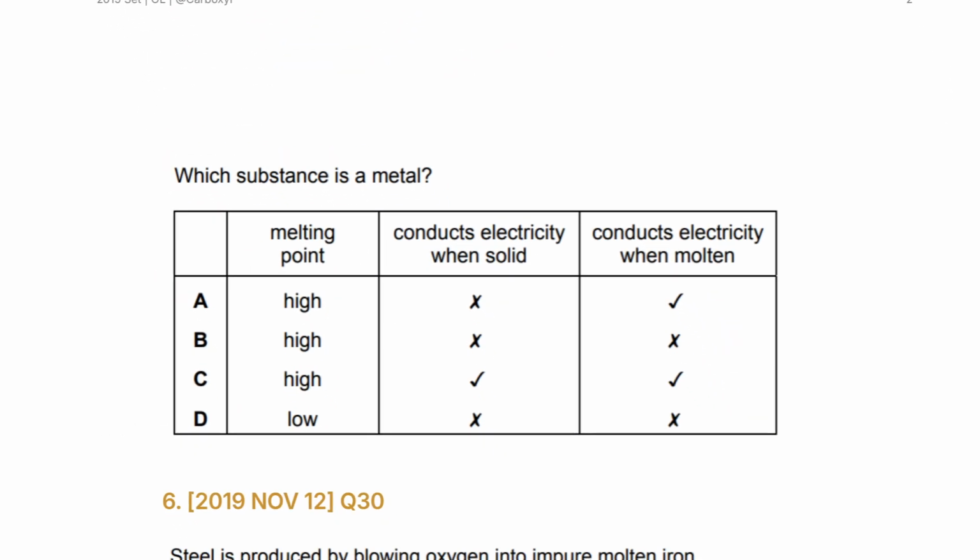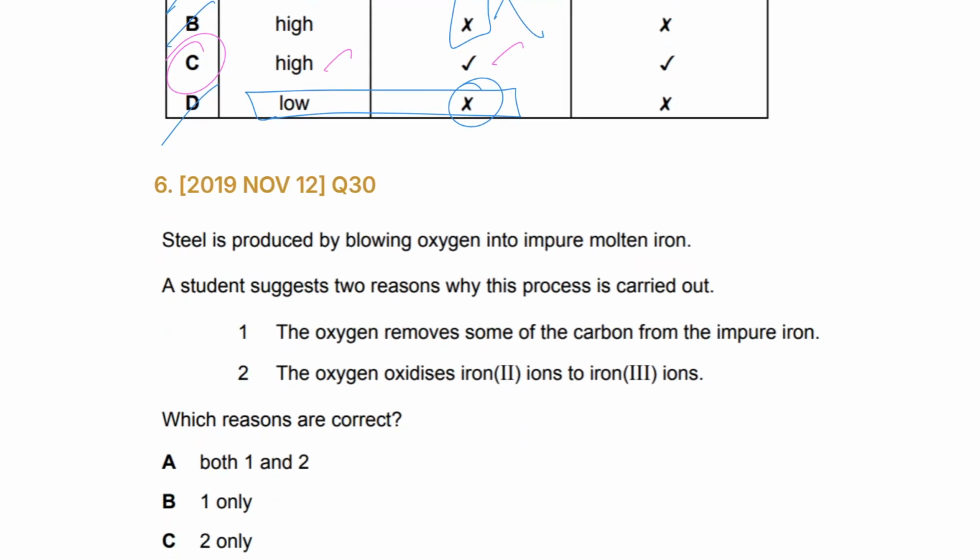Next, which substance is a metal? Metals have high melting points. It conducts electricity when solid. Metals do have high melting points, and it conducts electricity when solid. Yes, metals do conduct electricity in the solid state because they have delocalized electrons. So I'm going to cut off A, B, and I will also cut off C, because metals do conduct electricity. That's why I was happy, it was such a quick MCQ. It has a high melting point, and it does conduct electricity in any state because it has delocalized electrons.